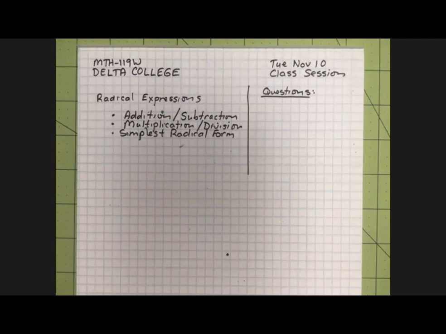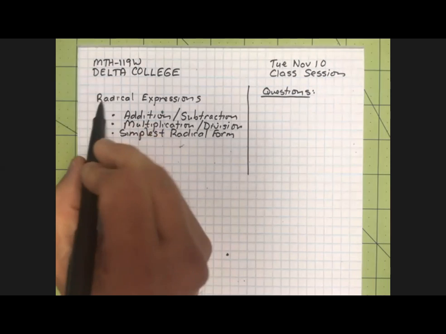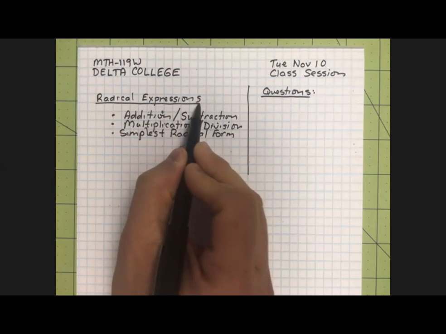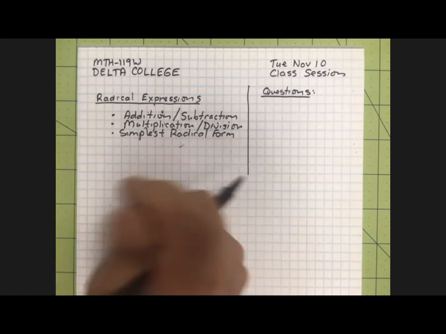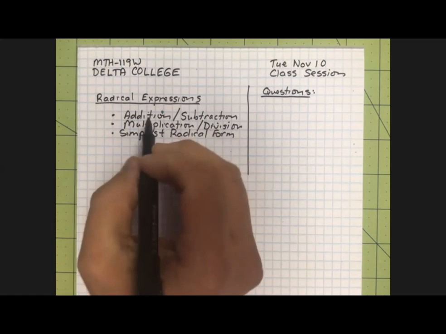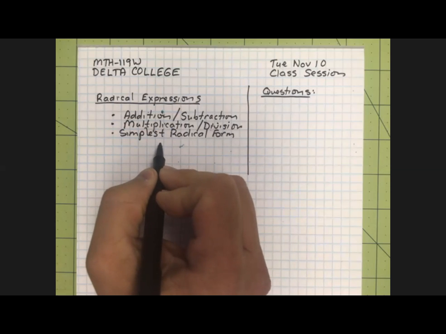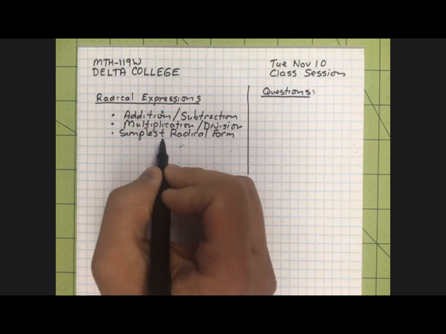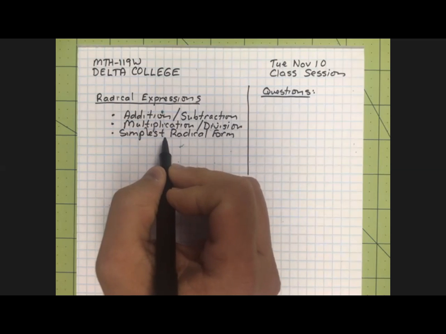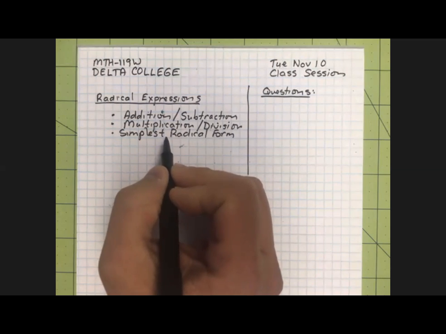And our goal is to prepare to solve more equations that involve radicals, square roots, cube roots, and so forth. So what we're working on is radical expressions and simplifying radical expressions in a uniform way. Adding and subtracting them, multiplying and dividing them, and performing what we call simplified radical form or simplest radical form.